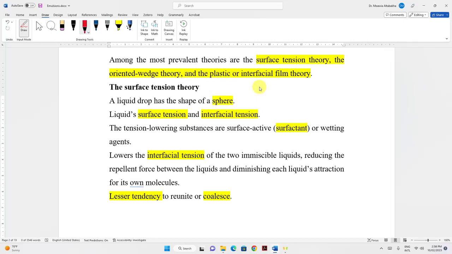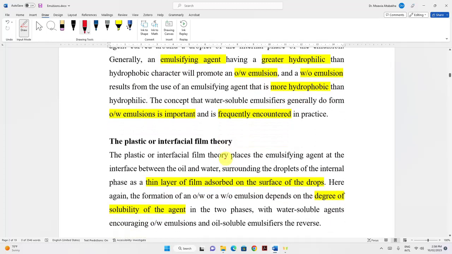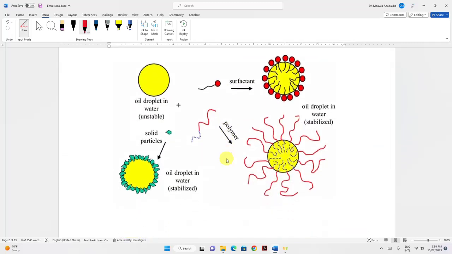Okay, what are these three theories? One is the surface tension. Two is called the oriented wedge theory. Three is the plastic or interfacial film. Okay, I'm going to talk about them easily and quickly.